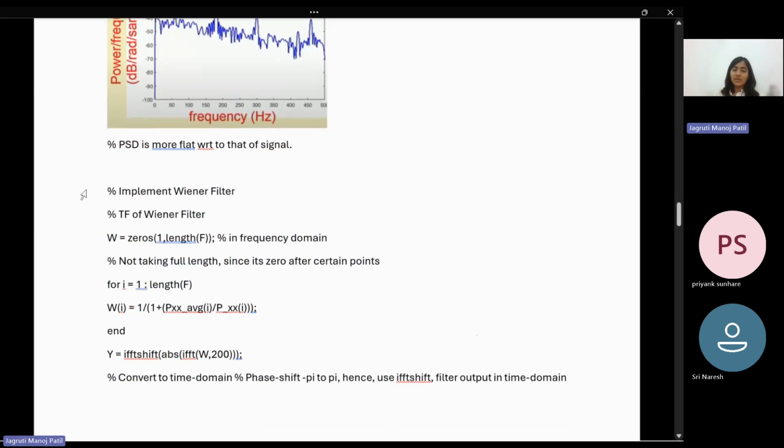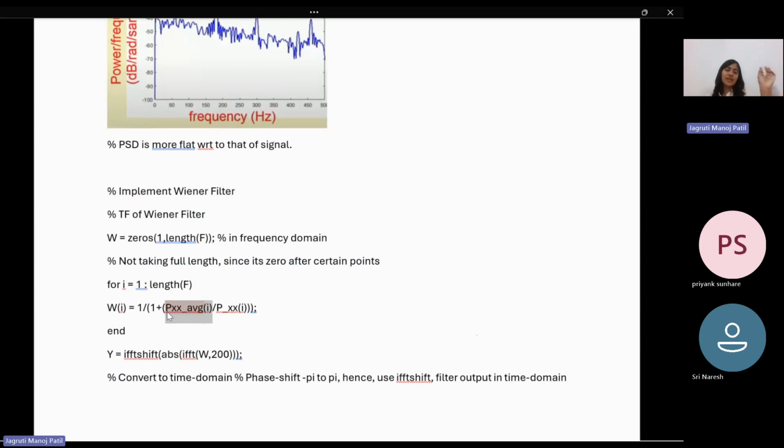So from 1 to the segment length, for the Wiener filter you write what the transfer function was. That's nothing but 1 plus the ratio of noise divided by the desired spectra. The noise is what we averaged over three values, so that's Pxx of average, divided by the spectra, which is Pxx of i. We already pre-computed these values. If you want to vary it, take different spectra and points, that is also possible, but here I have just taken all those same things.